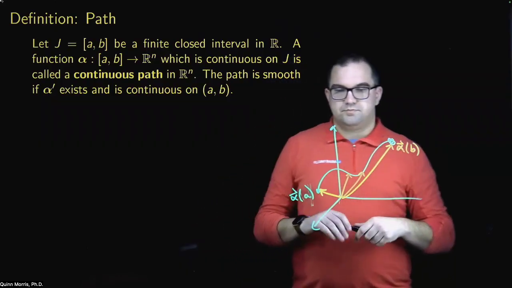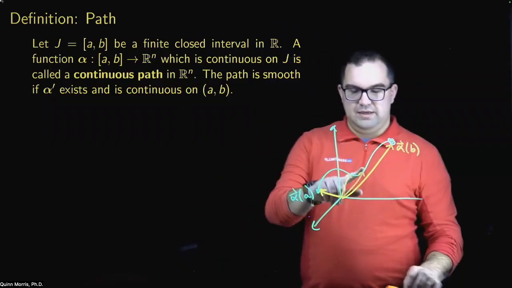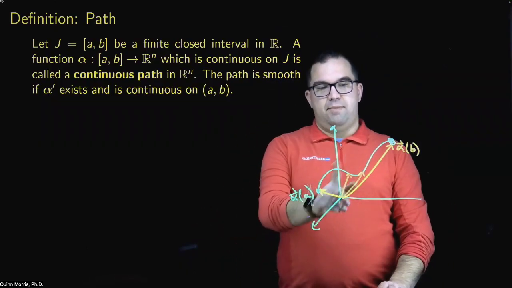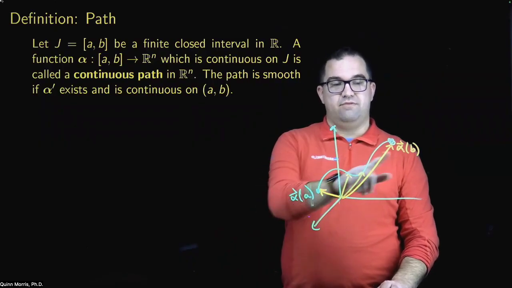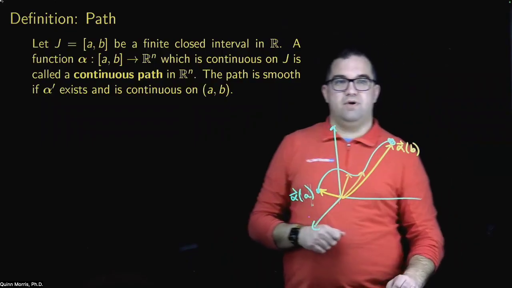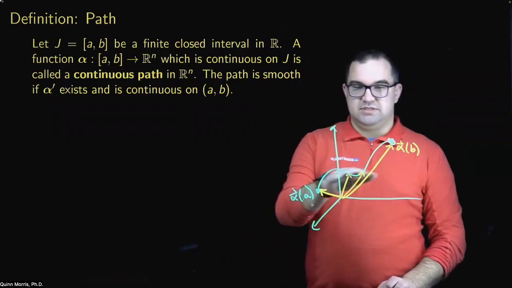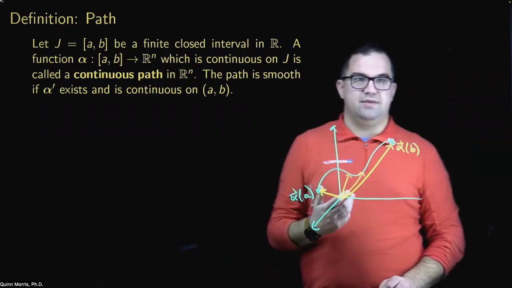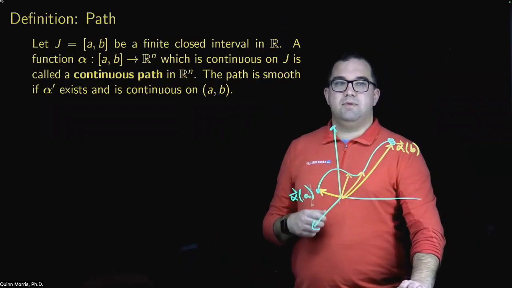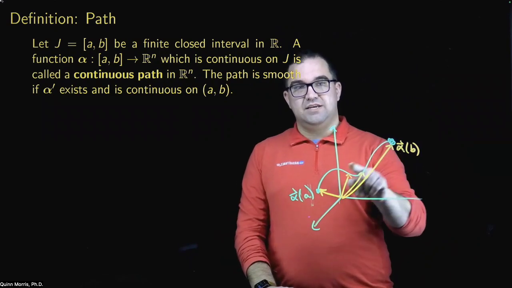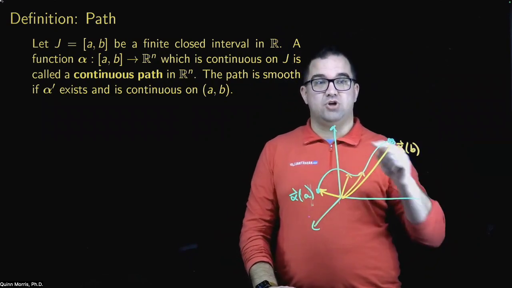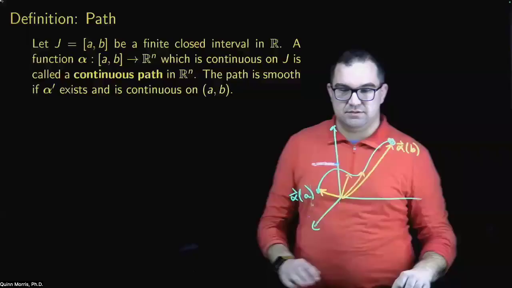Okay, so what I have drawn here is a path, a continuous path. It starts at alpha of a, it ends at alpha of b. As you can see, just from looking at this path, it seems nice and continuous, but this is a path in Rn. Again, what we have visualized here is the graph of the path. It's all the points that the path hits.